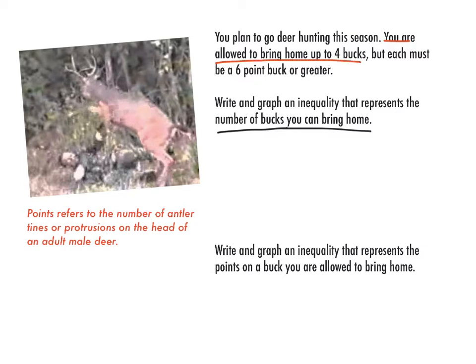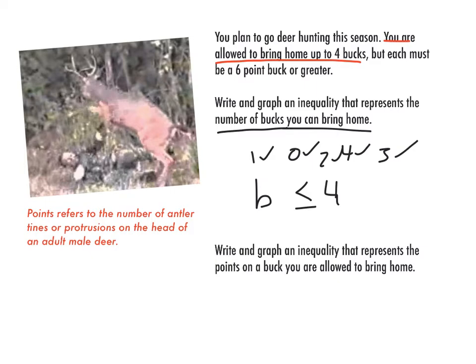So could I bring home 1? Yeah. Could I bring home none? Yeah. Right. I could not get anything. Could I bring home 4? Yeah. What about 2? Yeah. 3? Yeah. So how do we write that as an inequality? I would write the number of bucks I can get has to be less than or equal to 4, because I can't get more than 4, but I could get up to 4. Okay, including 0, 1, 2, and 3, and then 4.